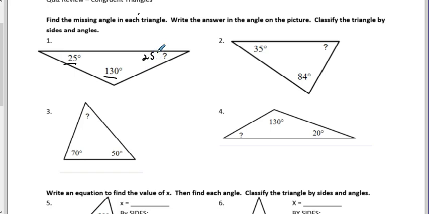Okay. Now, we've alluded to this before, all right? These angles are the same. That means if 2 of the angles are the same, 2 of the sides are the same. And then we have an obtuse angle. So that makes this triangle obtuse by the angles, isosceles by the sides.